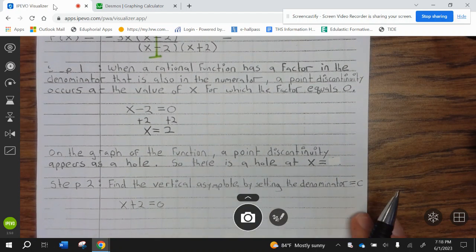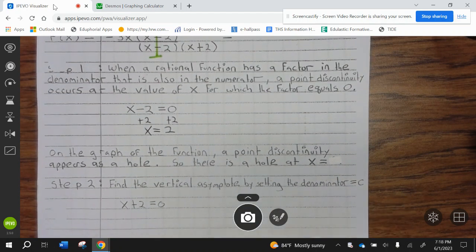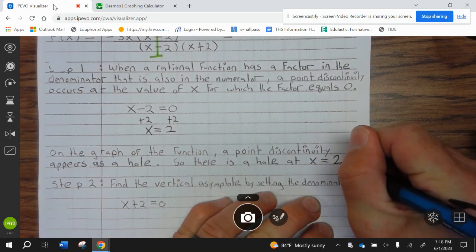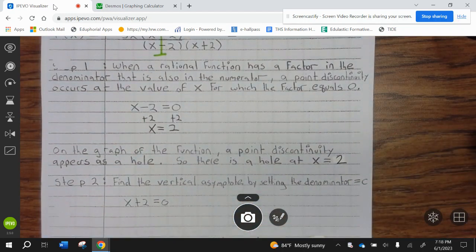On the graph of the function, a point of discontinuity appears as a hole. So there is a hole at x equals 2, right?